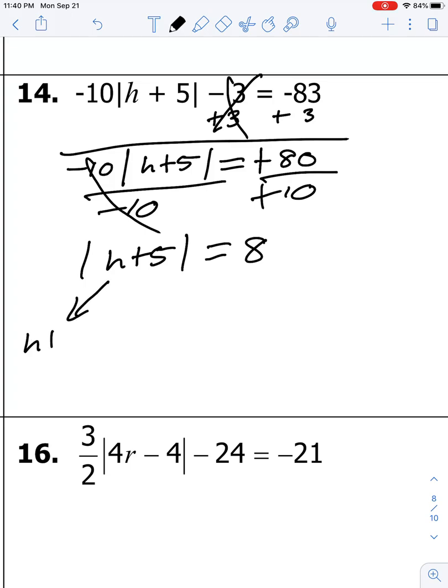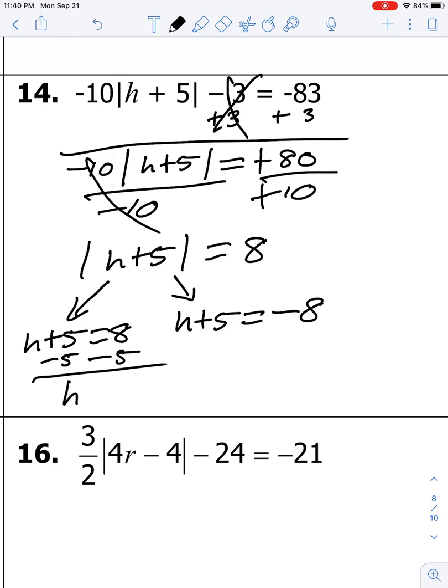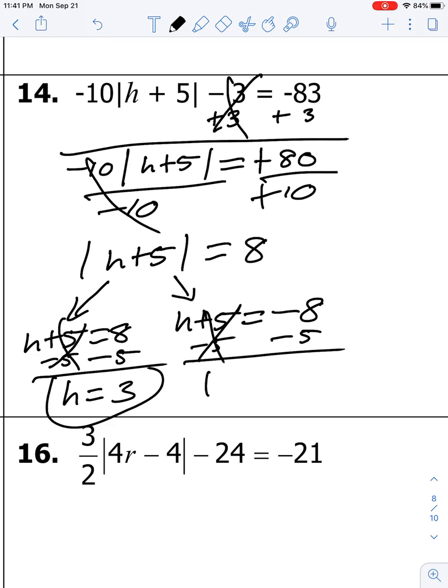Take what's on the inside, write it down, set it equal to what's on the other side. Take what's on the inside again, write it down again, set it equal to the negative of what's on the other side, and then solve for both equations. So here we would subtract 5, h equals 3. And then over here we would subtract 5, and we would get h equals negative 13. And that's our answers.